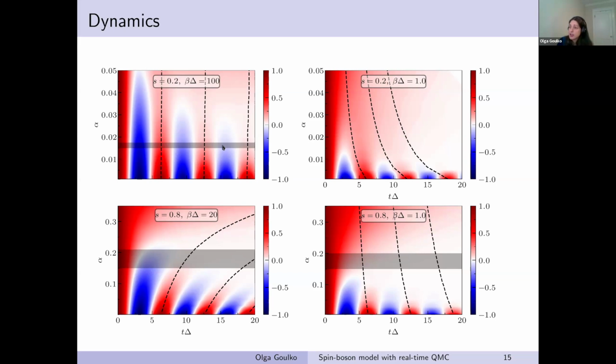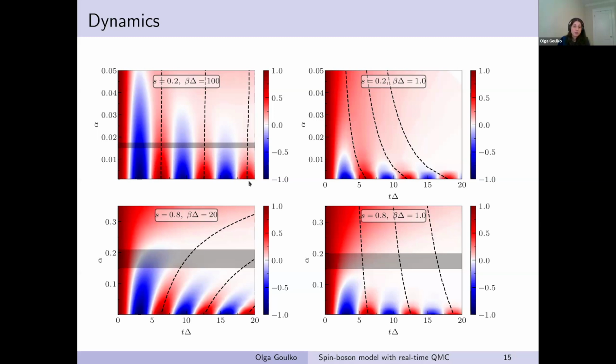And the shaded region here marks the approximate location of the localization-delocalization transition as we see it from short and intermediate times. And you can also see that the greater the value of S, the larger the coupling is needed to get to that transition. We can also see that oscillations become suppressed as we increase the coupling.